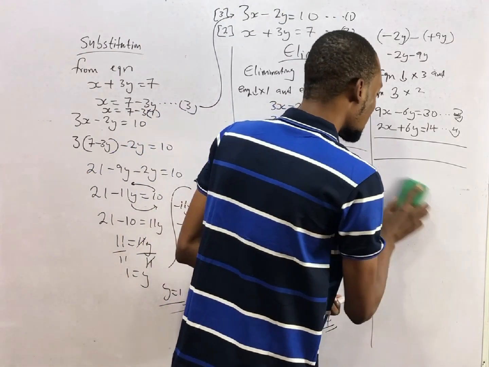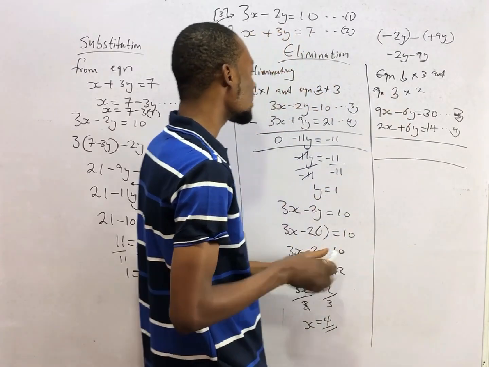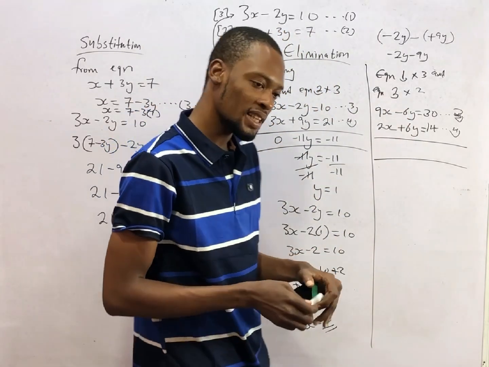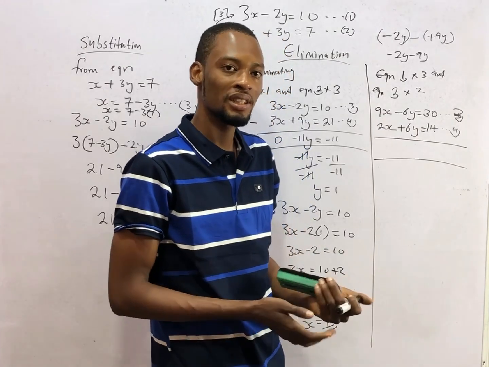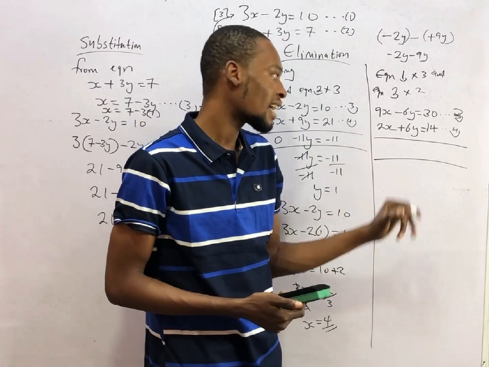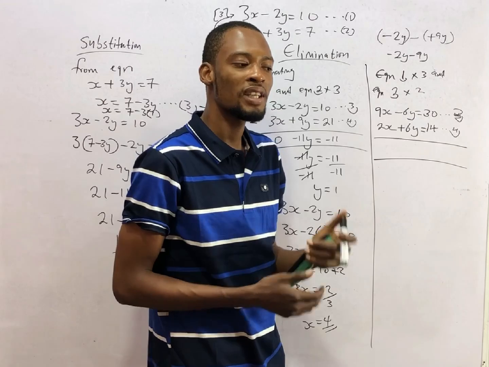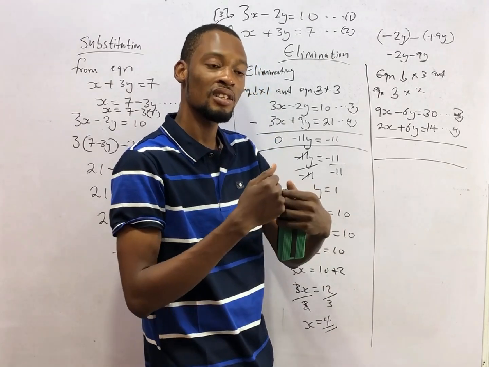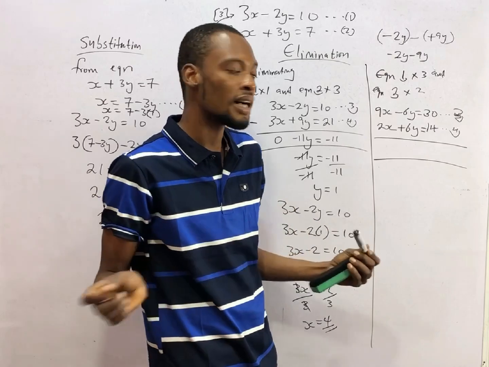So whenever the signs are different, you add. When the signs are the same, they are positive, you subtract. Once again, for the ones you are eliminating, when their signs are the same, you subtract. When they have different signs, you add, because adding equal numbers with different signs, they will cancel out.